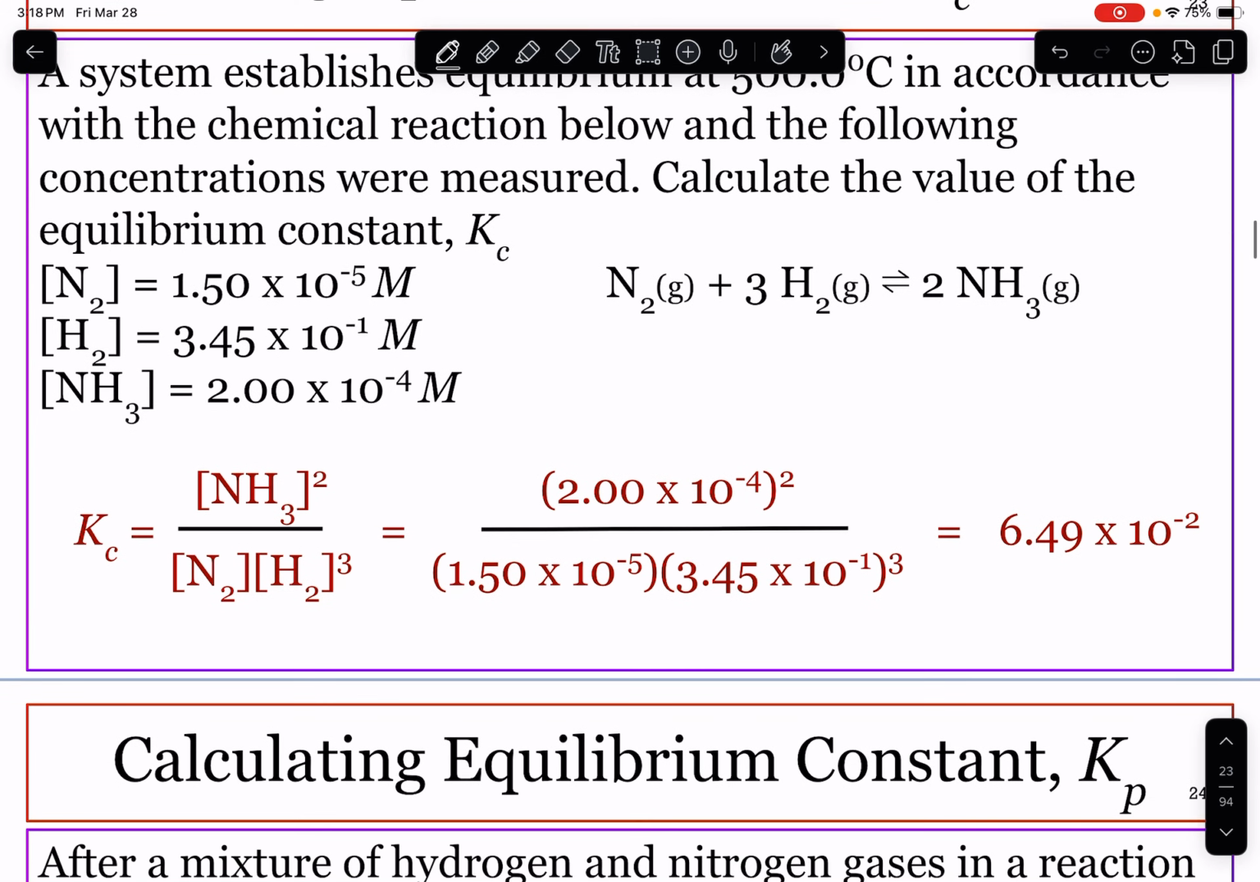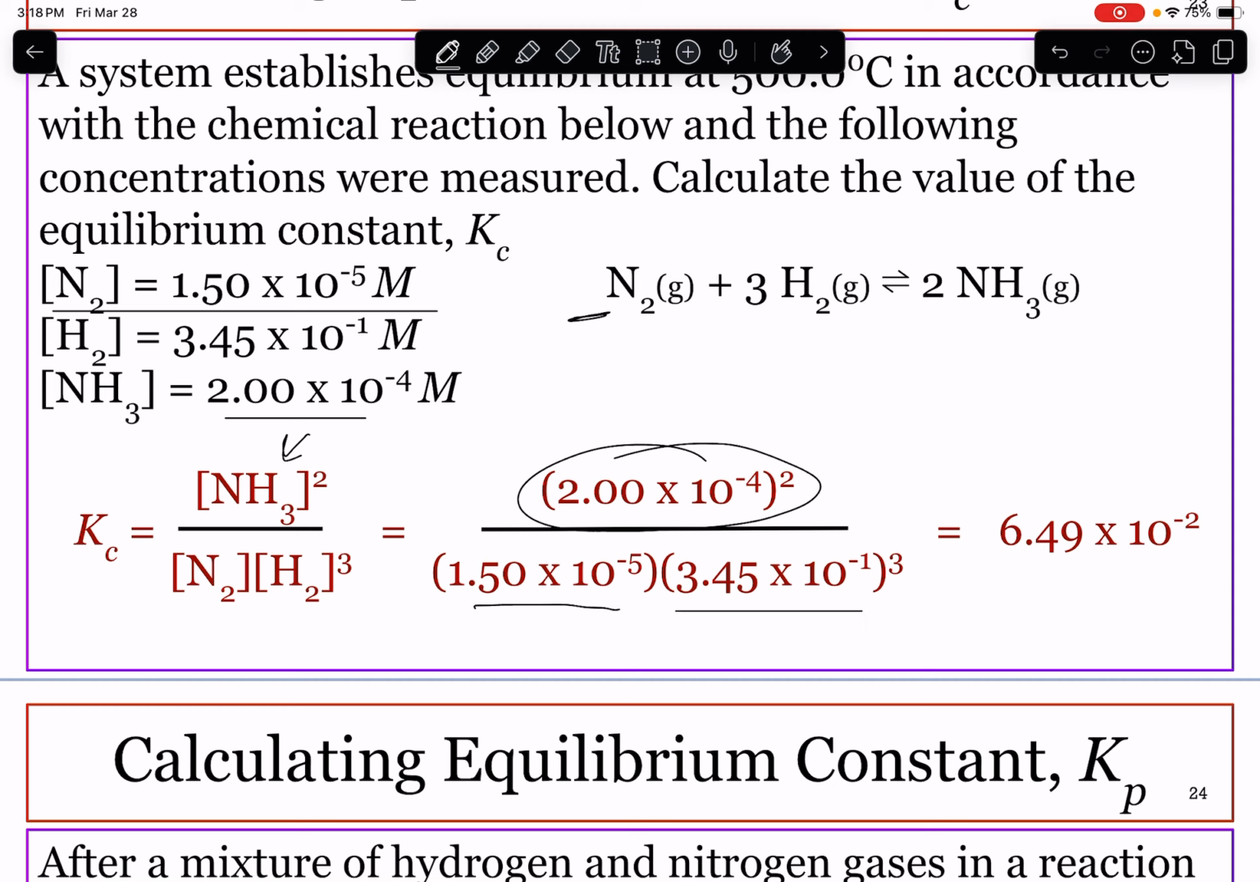Once we plug in our values, we get this. The ammonia, or NH3, value is plugged in here, so that turns into this one. Then we have the nitrogen value plugged in here. There is no coefficient on nitrogen, so there's no exponent on this value. And then we have the hydrogen value cubed.